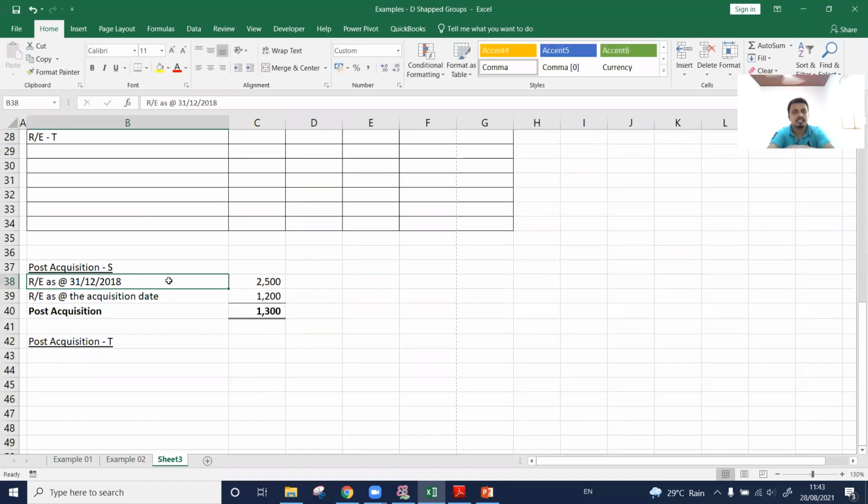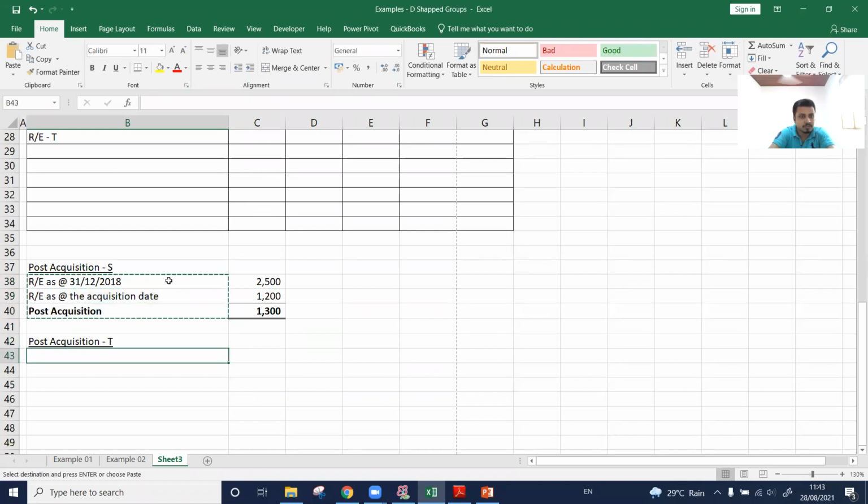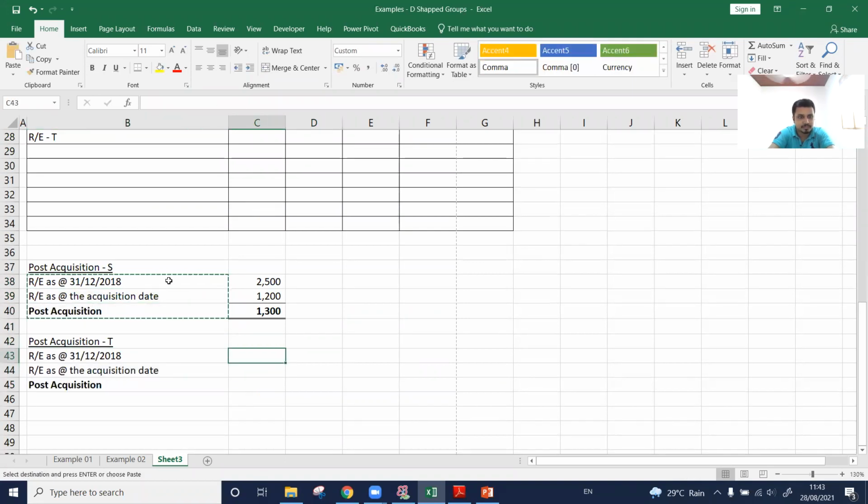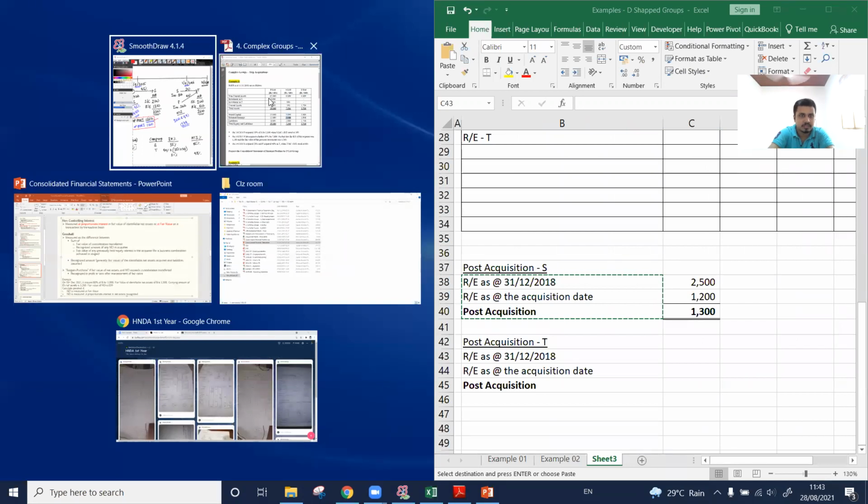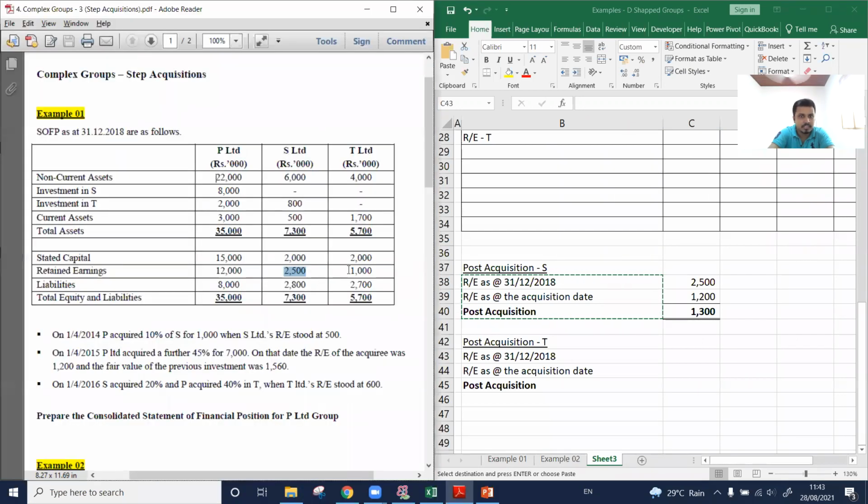Likewise, retained earnings of T, post-acquisition profits of T, post-acquisition reserve amounts of T. As at the balance sheet date, what here? Balance sheet date with the T Limited retained earnings spend amount 1,000.